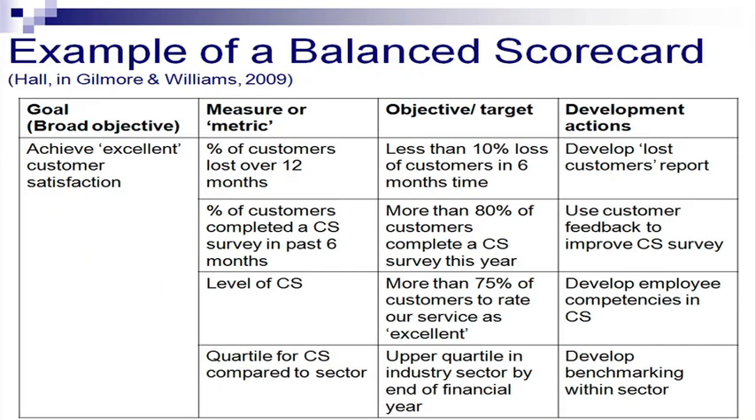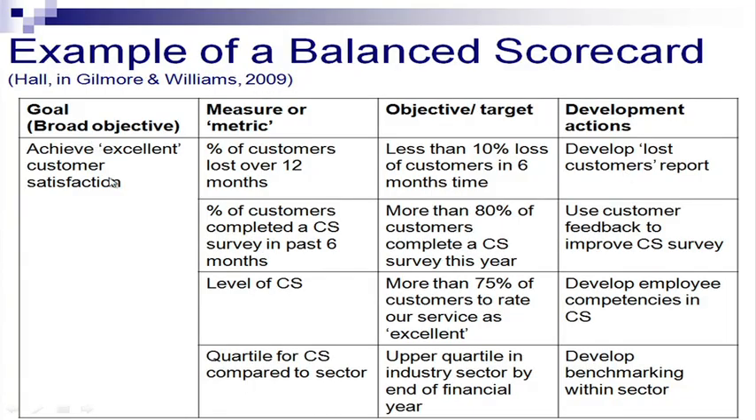Okay. This is the example of a balanced scorecard. For example, you have a goal here, achieving excellent customer satisfaction. The measure or metric is the percentage of customers lost over 12 months. The target here is to ensure that less than 10% loss of customers occurs in 6 months' time. And the development actions that we can take are to develop a lost customers report, find out how many customers were lost, for what reason, and then we decide to take the measures to prevent further loss of customers.